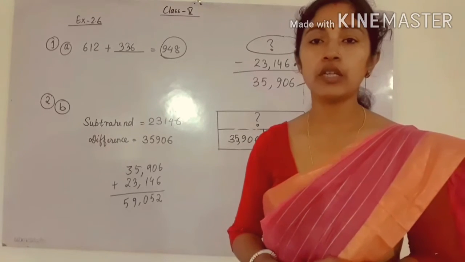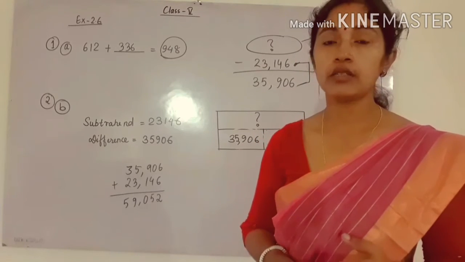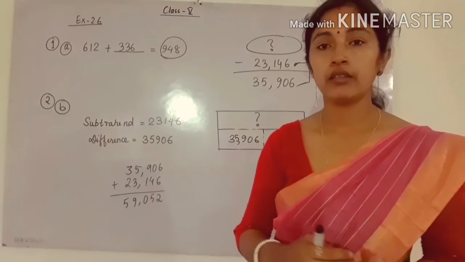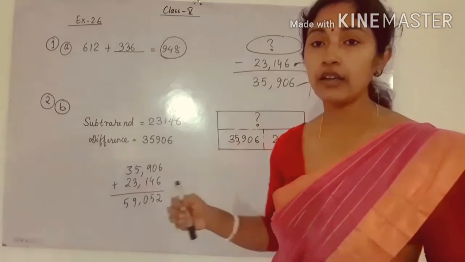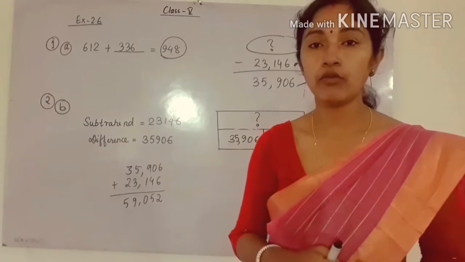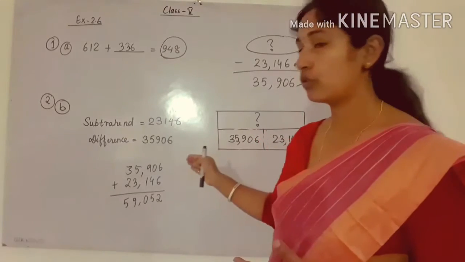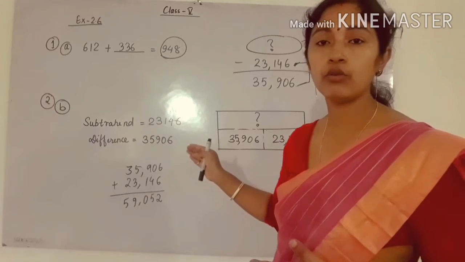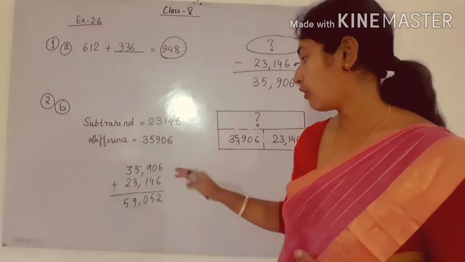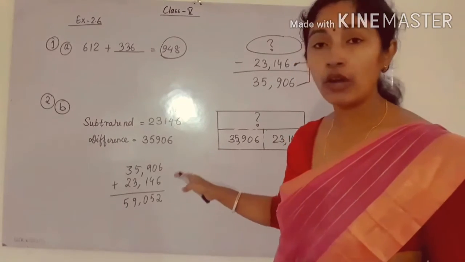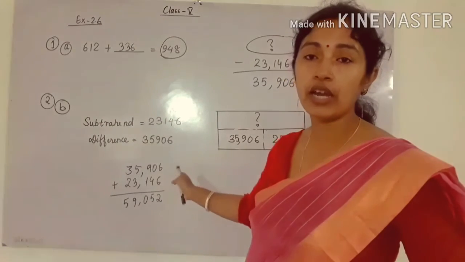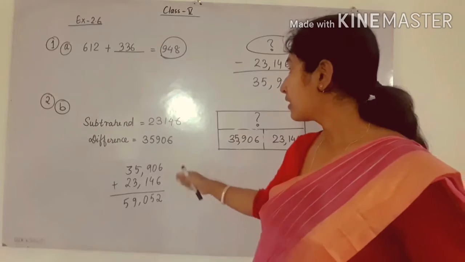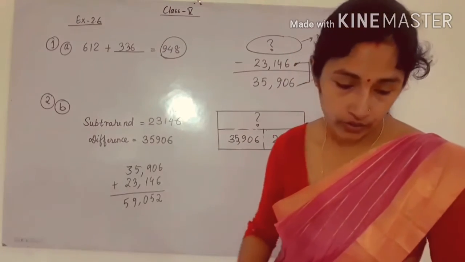So try to do it using the steps. That means first of all read, then you have to find the information, you have to write the information. Next step is decide what you have to do. So you have to write that we are doing subtraction here. Next you have to solve the question, that means we are adding here, so you have to add, then again you have to check.